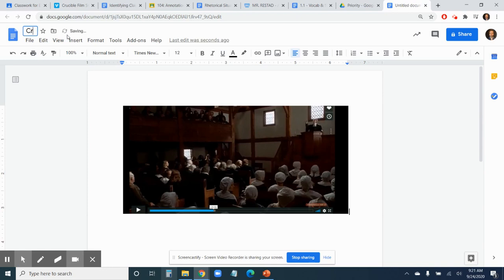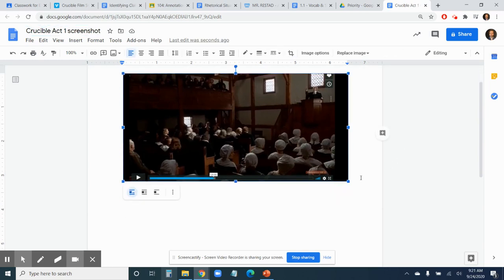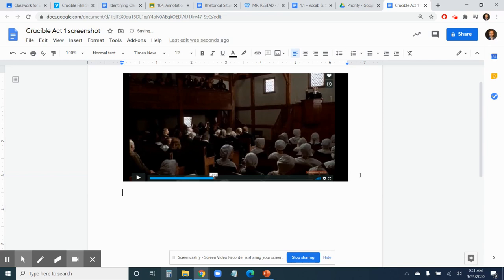I'll give this a quick title: Crucible Act 1 screenshot. And I need to identify some things. The first thing I need to identify is the type of shot. I'm saying this is probably a wide shot, right? I'm thinking that this is our main character, and the fact that he is tiny in this little screen is important. So it's a wide shot.